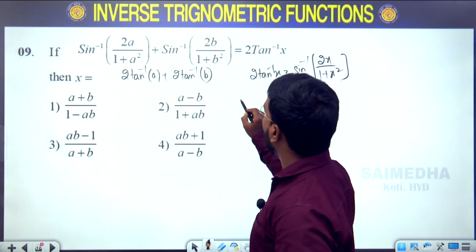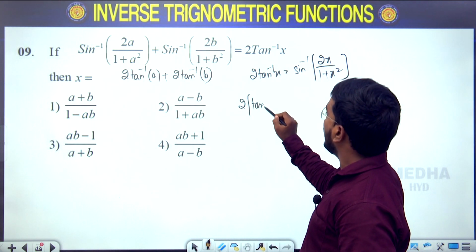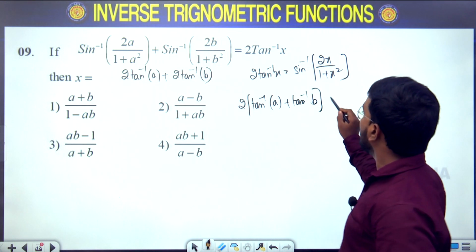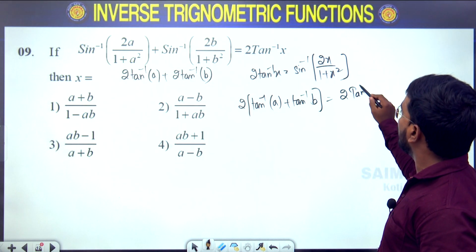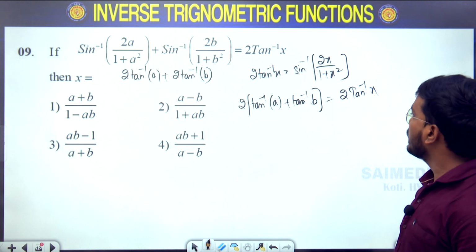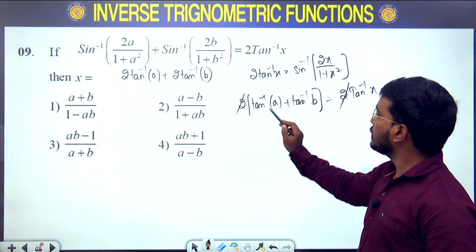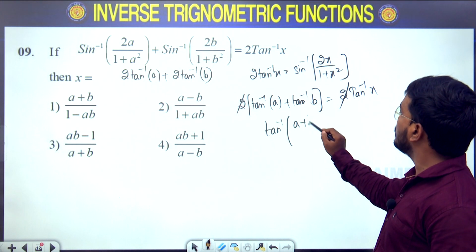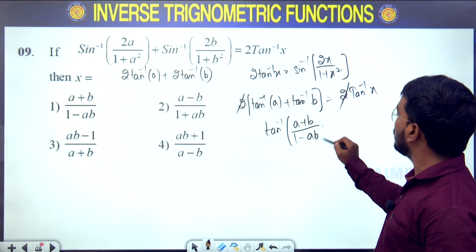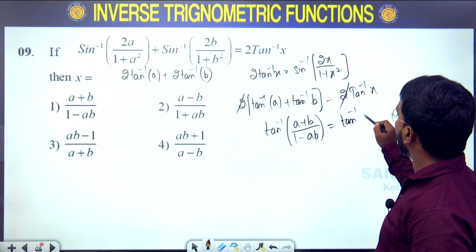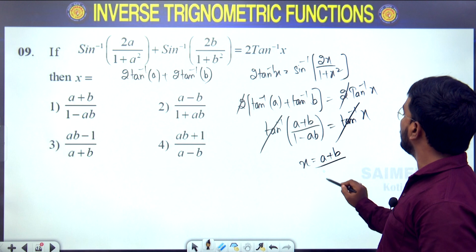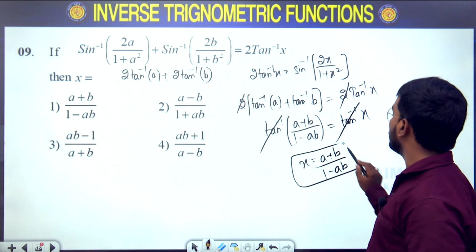If I take the 2 common, then what is it going to look like? Tan inverse of a plus tan inverse of b is equal to 2 tan inverse of x. Okay, then x is equal to, is asking, 2 gets cancelled. Tan inverse of a plus tan inverse of b formula: tan inverse of a plus b by 1 minus ab is equal to tan inverse of x. Tan inverse cancels. Then x is equal to a plus b by 1 minus ab.